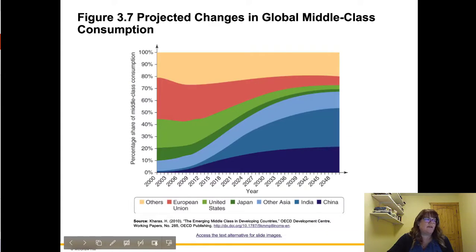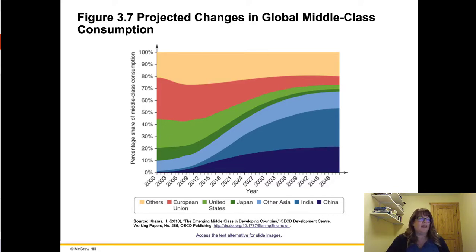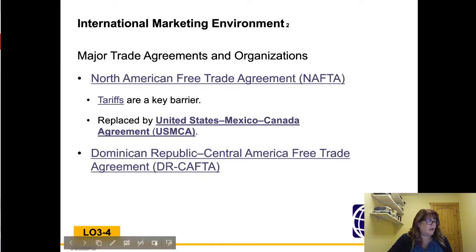The percentage of middle-class consumption in key Asian countries is projected to change in comparison to the U.S. over the next few decades. As you can see, the percentage of middle-class consumption in India may outstrip that of the U.S. by the year 2050. Marketing professionals must possess a working knowledge of the major trade agreements and organizations that could govern their firm's interaction with those markets.